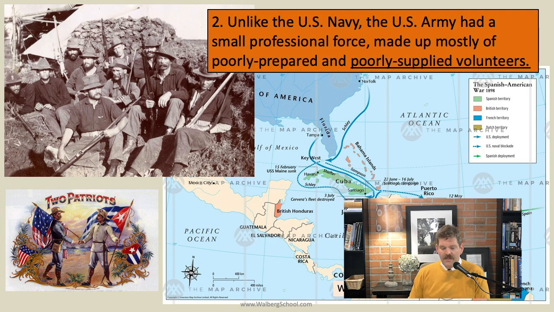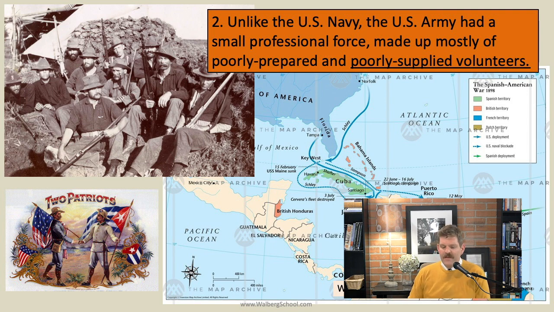Now, unlike the United States Navy, the United States Army was actually a pretty small force. We talked in a previous class about how the U.S. Navy had been built up under the influence of Alfred T. Mahan, but there was no similar movement to build up the Army. So the United States Army was a pretty small professional force, made up of, honestly, mostly poorly prepared and poorly supplied volunteer troops.